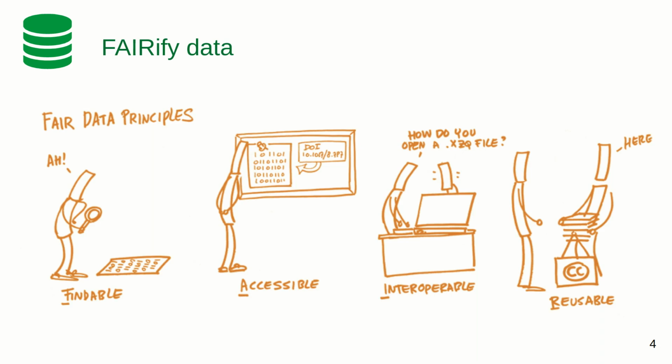FAIR doesn't mean the same as open, but if something is open, it's more likely that it's FAIR. So if you say you have a data set that you can make available online to everyone, then it's easy to make it findable, accessible, interoperable, and reusable.